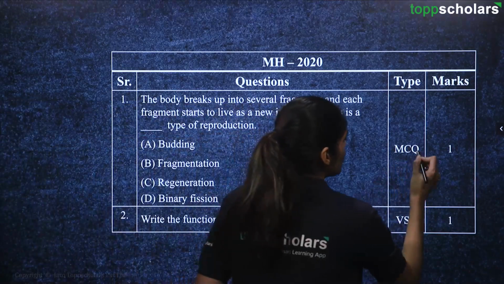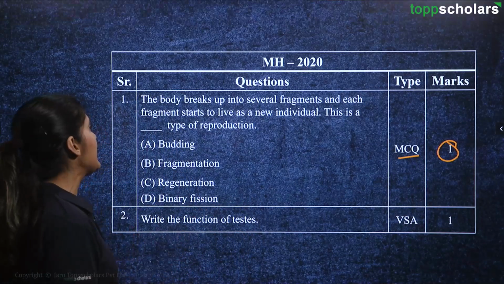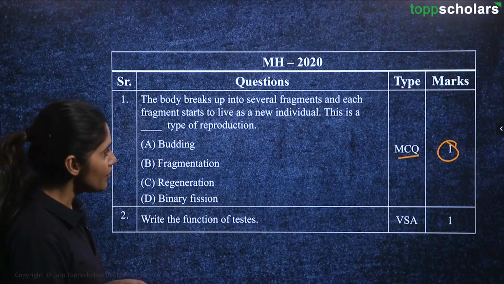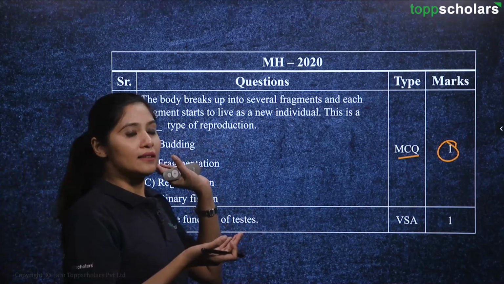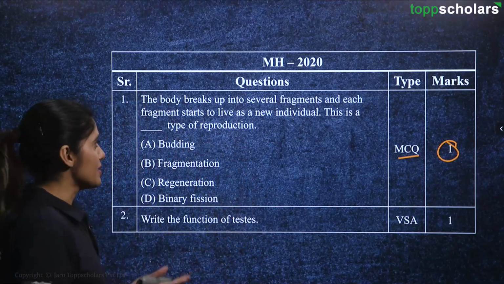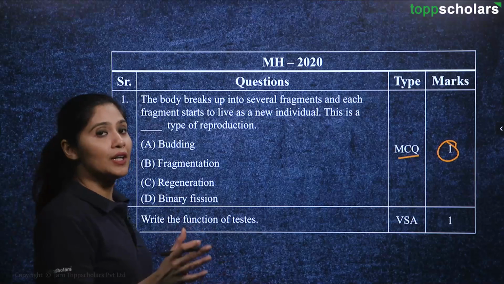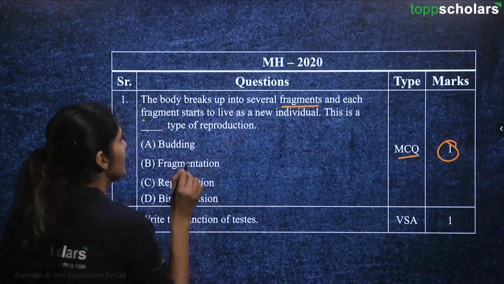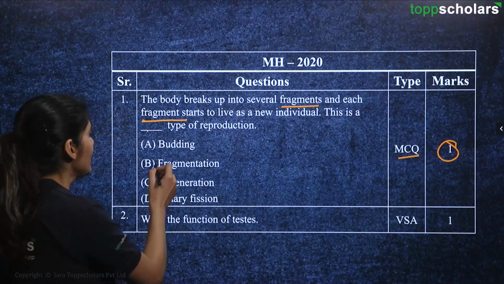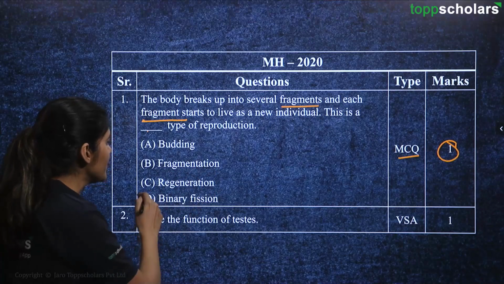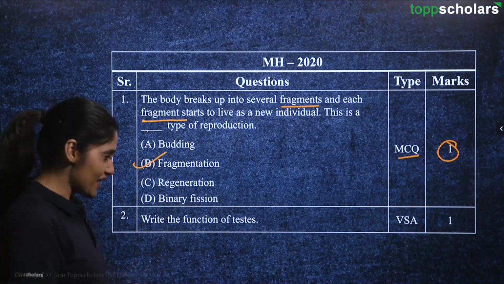First is the MCQ type question carrying 1 mark. The body breaks up into several fragments and each fragment starts to live as a new individual. This is a dash type of reproduction. Now think about it, this question actually gives you the answer. You can see in the question itself two times the word fragment is repeated, right? So what type of reproduction is it going to be? A, budding; B, fragmentation; C, regeneration; or D, binary fission? Of course, it's fragmentation, right?